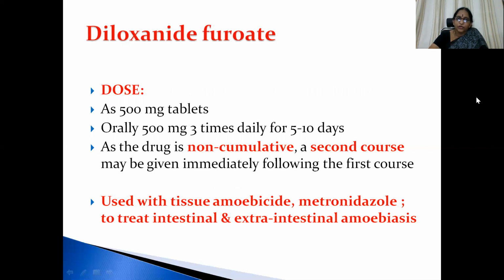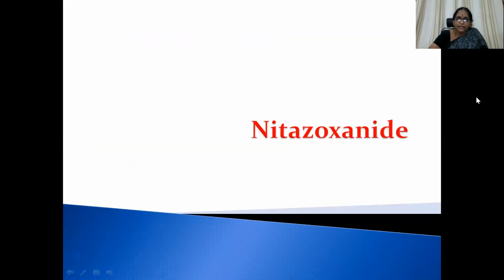But it is used with a tissue amoebicide like metronidazole to treat intestinal and extraintestinal amoebiasis. So it is not only used in the management of asymptomatic cases, because it has the action of a luminal amoebicide. Even in case of intestinal and extraintestinal amoebiasis, there is a possibility of cysts persisting in the lumen. So we need to completely kill those cysts. Because of that reason, along with the tissue amoebicides, we need to use luminal amoebicides also to eradicate the disease completely from the patient. Understood?